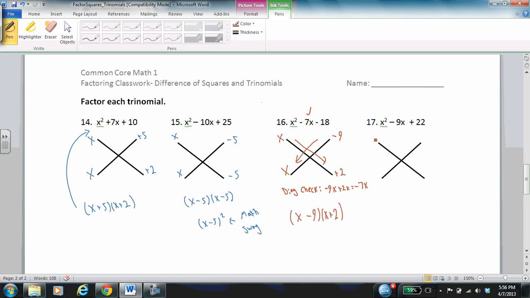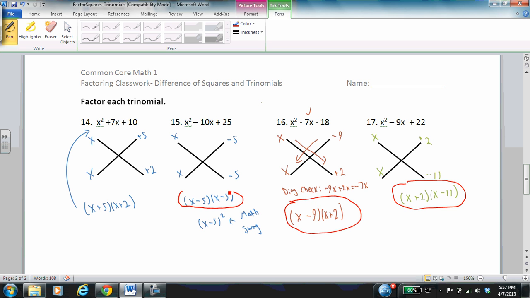Okay, now I've got 17. X times x will give me x squared. And then I need two things that would multiply to give me positive 22 and might add to give me negative 9. How about negative 11 and positive 2? So this factors as x plus 2 and x minus 11. So again, the x factor is just the graphic organizer. Each of these products of binomials is my answer. And in this case, you could do that or this, depending on how much math swag you have.